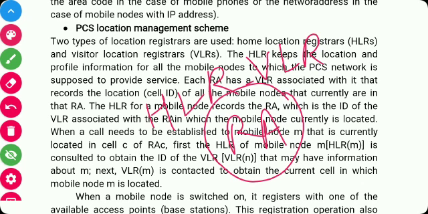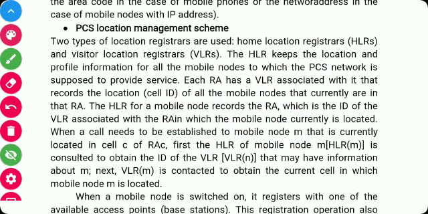For example, when a call needs to be established to mobile node M that is in cell C, first the HLR of the mobile node M, that is HLR M, is consulted to obtain the ID of the VLR of M. Next, VLR M is contacted to obtain the current cell in which the mobile node M is located.